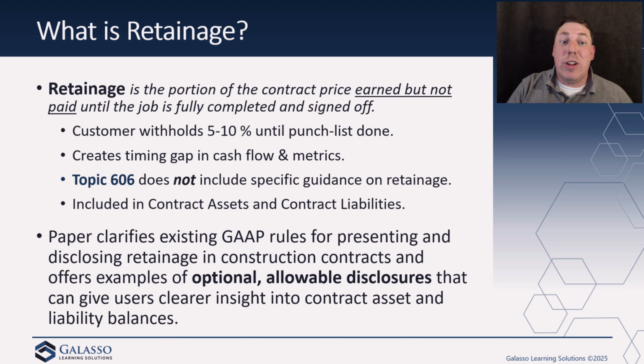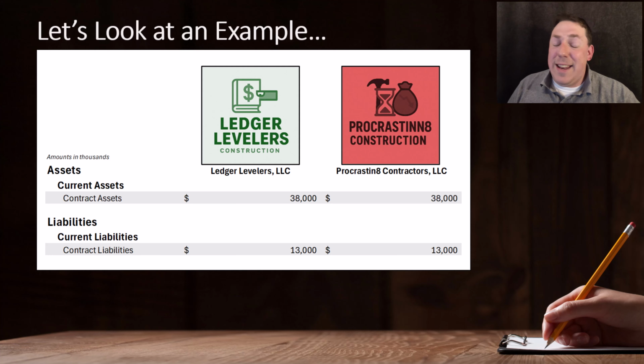And that's where this educational paper comes in. It clarifies how retainage fits with current presentation rules and suggests some optional voluntary items that financial statement preparers could include to give users a clearer picture of how retainage impacts those balances. Let's look at an example here of how presentation on the face of the financial statements currently looks. So typically, when it comes to retainage, you would only see this potentially.